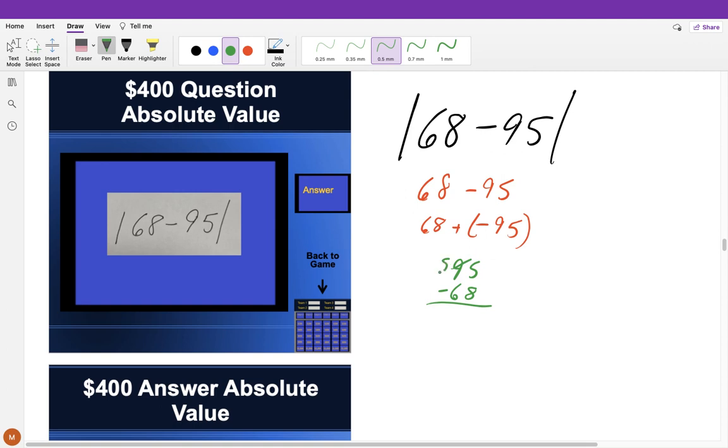So I'll borrow from this 9. So 15 minus 8 is 7. 8 minus 6 is 2. And since the larger number was negative, I know that my answer is negative. So now after we combine those inside the absolute value first, now we need to take the absolute value. And the distance that negative 27 is from 0 is 27 units away. So our answer is positive 27.